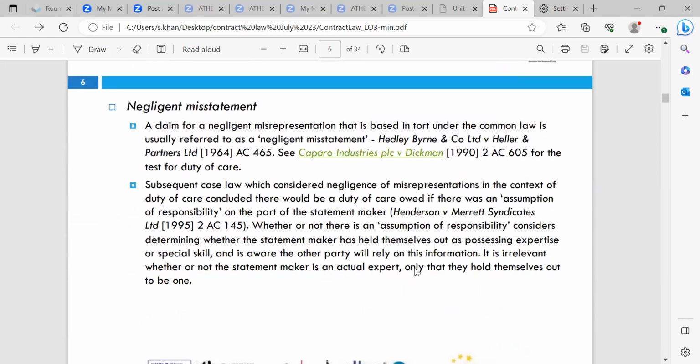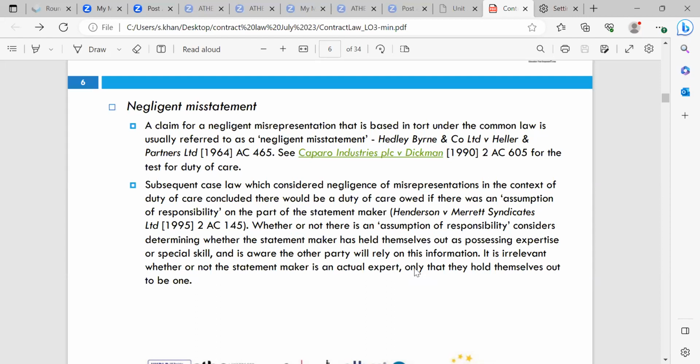Negligent misrepresentation. So negligent misstatement. A claim for negligent misrepresentation that is based in tort under common law is usually referred to as negligent misstatement. Hedley Byrne and Co. Limited and Heller and Partners Limited, 1964, and the Caparo Industries and Dickman, 1990, looked at the test for duty of care.